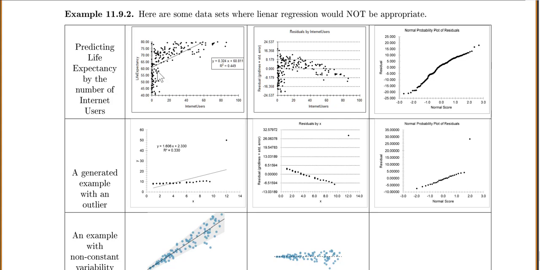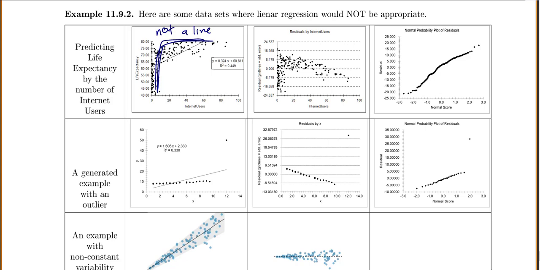So this one is predicting life expectancy by the number of internet users. You can see that this does not look like a line in my scatter plot. It has some kind of relationship like this. So this is definitely not a line, and I should not have done linear regression. Even though, notice, Megastat still gives me results. Megastat doesn't check to see if it seems logical.